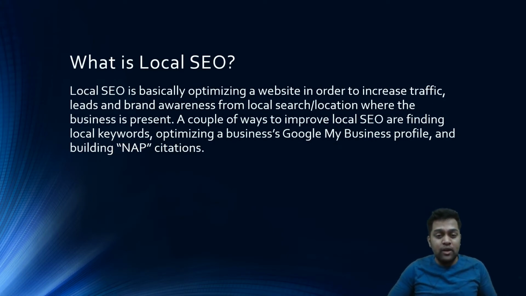Basically, local SEO involves optimizing your website so that you can get traffic, leads, and brand awareness from local searches, or from where your business is located. That's the main goal, which is getting traffic and brand awareness locally where you have established your business. And there are many ways to do that. A couple of ways are including local keywords, optimizing a Google My Business profile, and building NAP citations. NAP stands for name, address, and phone number. So those are the key ways to optimize your business for local SEO.